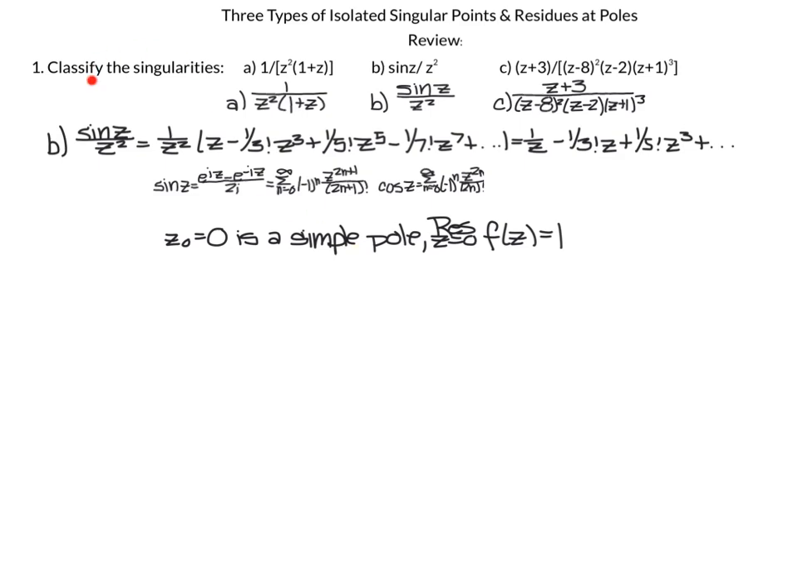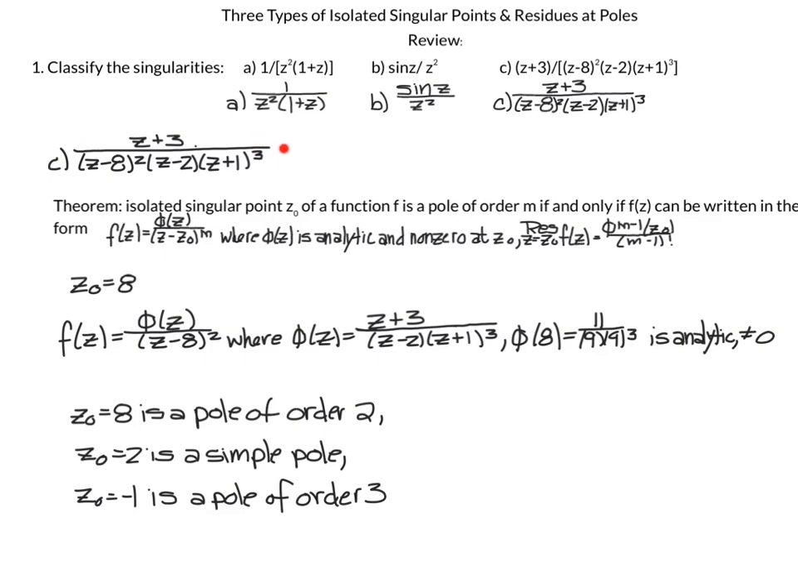Oh, and actually I need to classify the singularity. So in this case, looking at my principal part, which is only this 1 over z, everything else over here is analytic. So the largest negative exponent is equal to 1. So we have a simple pole at z naught equals 0.